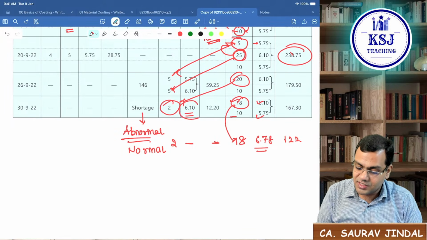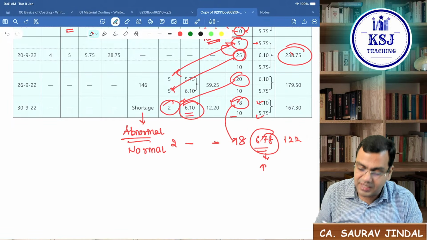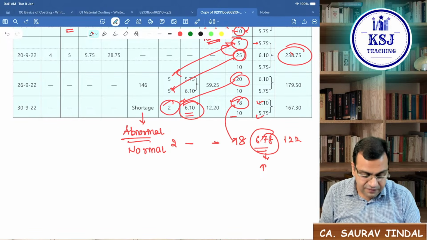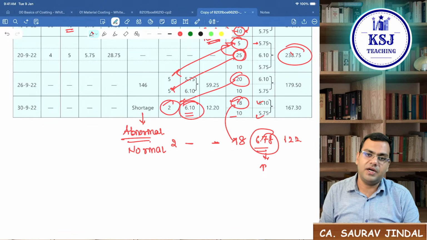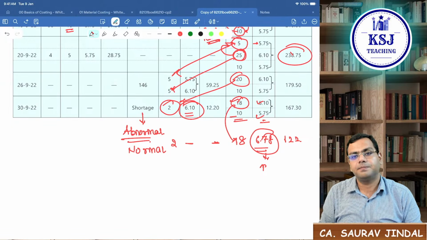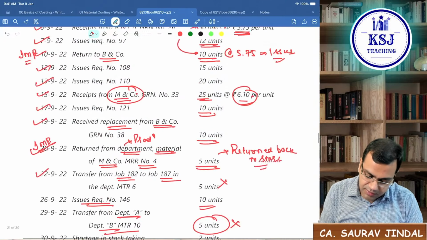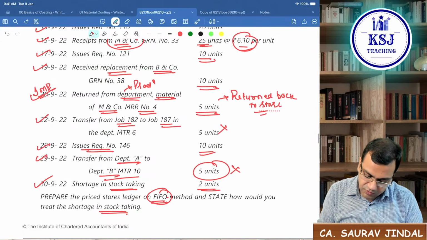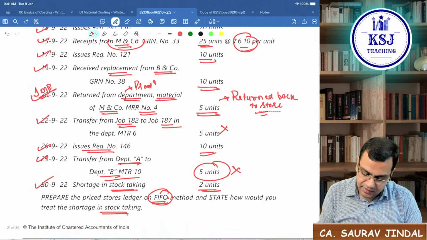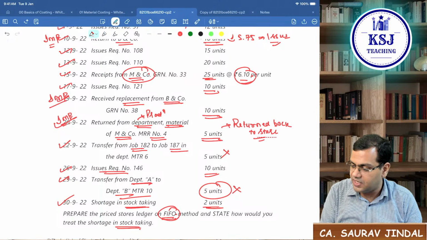What is the rate here? 6.10. Here your per unit rate will inflate. It will increase. So if it is a normal loss, this is how you will treat it. These 10 units will remain the same. Right? So in this, the 20th transaction is important. So we are done with all the transactions, and one return to B and company, returned transfer from this, received replacement. This is important. This is to be done very carefully.